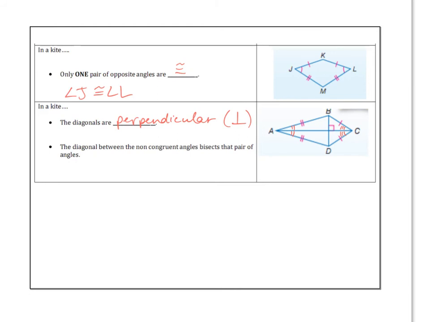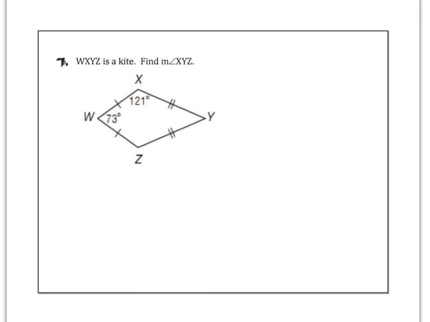Also, one diagonal gets bisected. BD gets bisected by AC. So the distance from B to the middle here is going to be the same as D to the middle. One diagonal gets bisected.